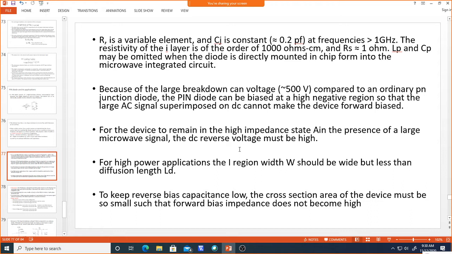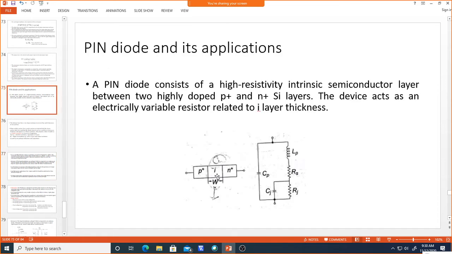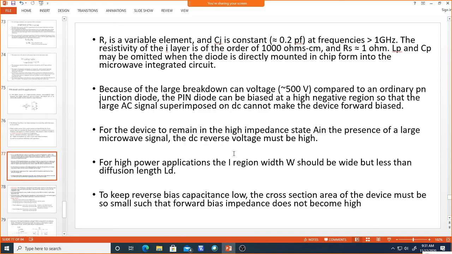So for high power applications, the I region, that is the intrinsic region, the width W should be wide, but less than the diffusion length LD. So the intrinsic region should be very wide, but less than the diffusion length.